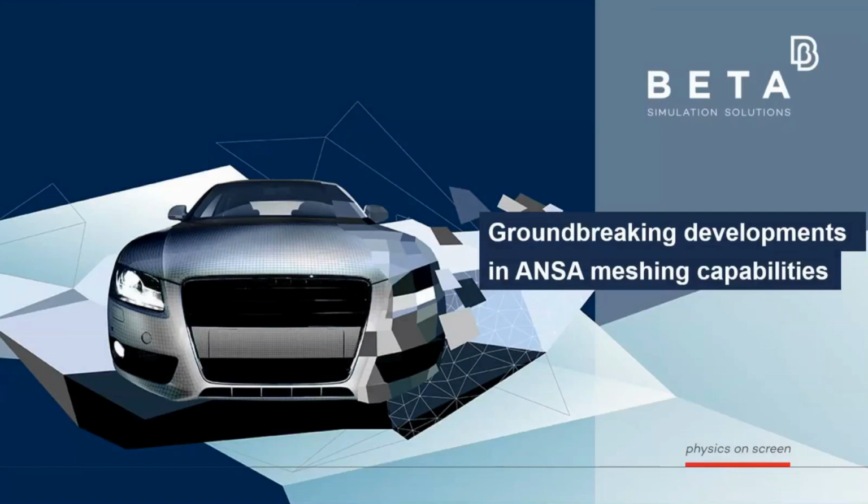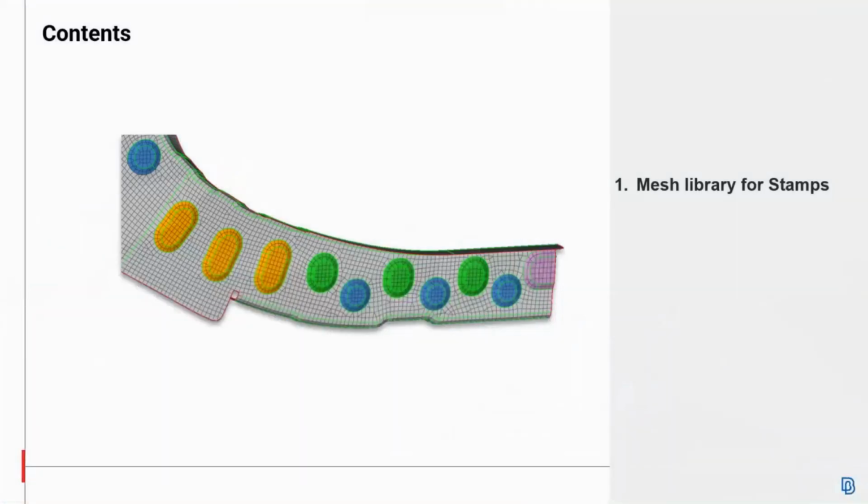I'll present to you some groundbreaking developments regarding meshing in ANSA. These major developments will significantly reduce the meshing effort, the FE model build time, and will increase the automation. I will start off with a brief overview of the motivation behind these improvements, followed by key enhancements in detail.